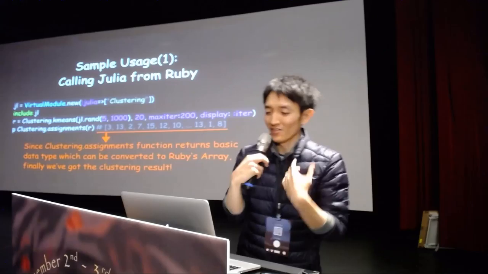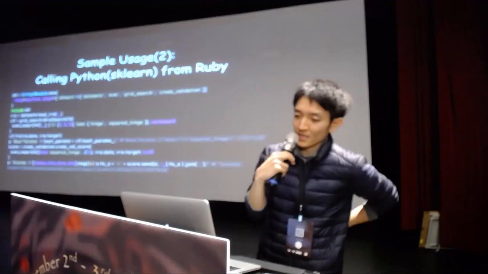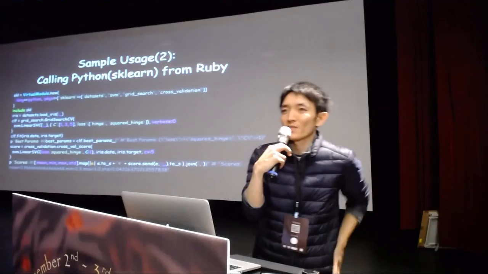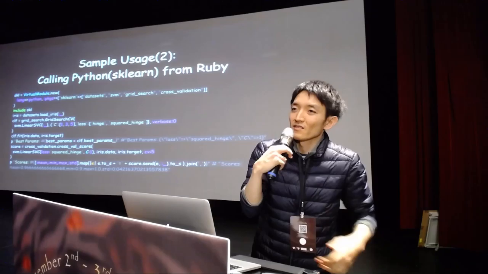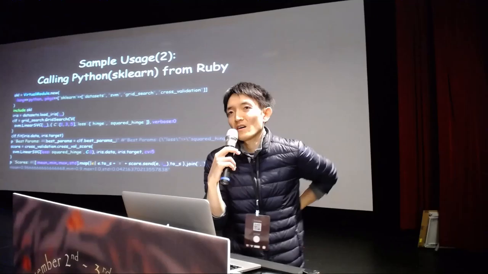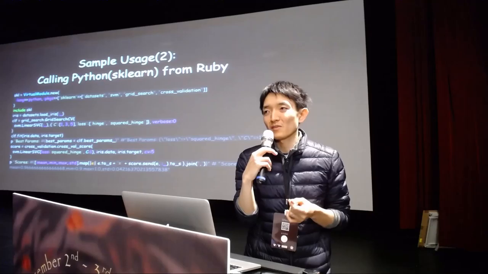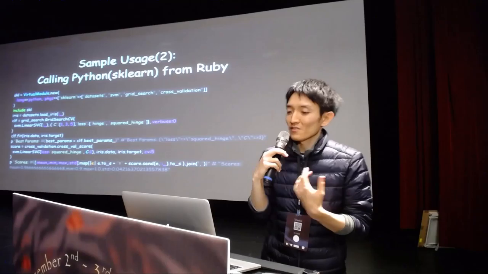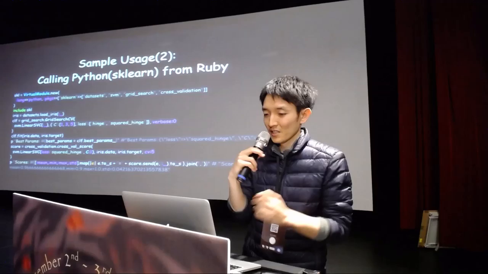So the next example is about the Python case. Python nowadays is commonly used in the machine learning or deep learning world, right? And if you want to use those kinds of packages, you have to write some Python code. But since I like Ruby, I want to write Ruby code as much as possible, so I created this. So in this way, you can even call Python packages.